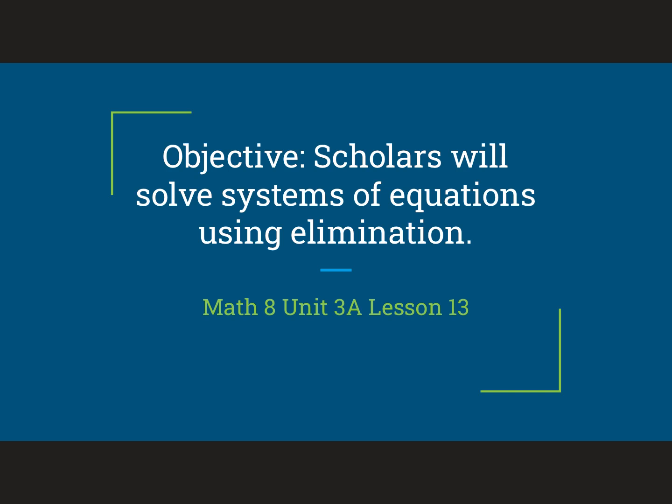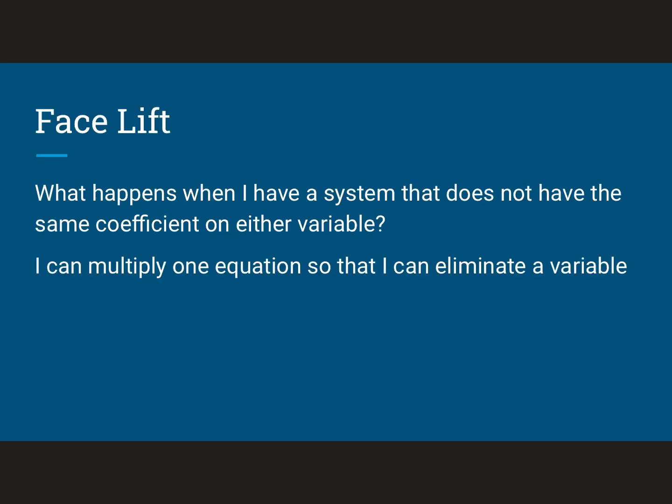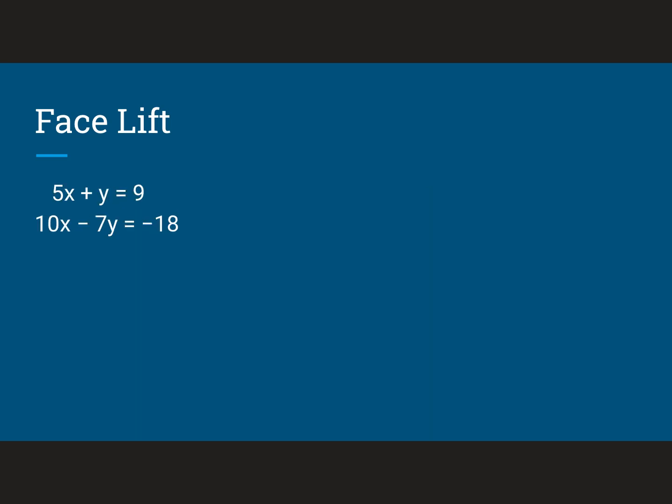Okay, so this is solving systems of equations using elimination again. Make sure you've got your notes out. This one's going to be called facelift. What happens when I have a system that does not have the same coefficient? Remember, that's the number with our variable on either variable. It doesn't have to be x, it doesn't have to be y. So I can multiply one equation so that I can eliminate a variable. Okay, so that's what we do. We're going to multiply one of our equations.